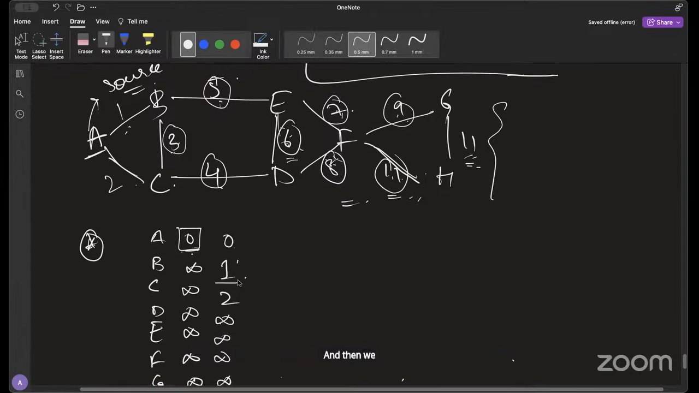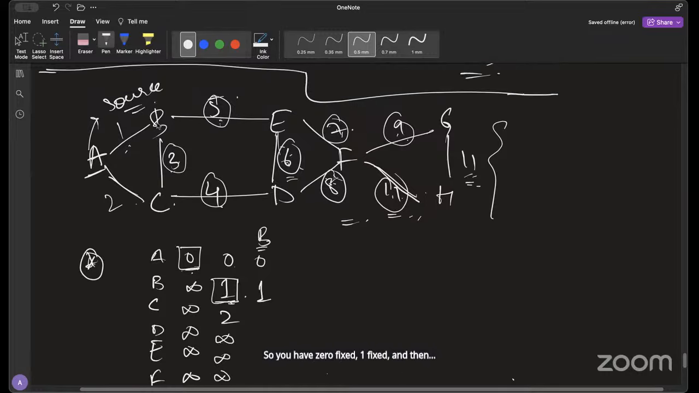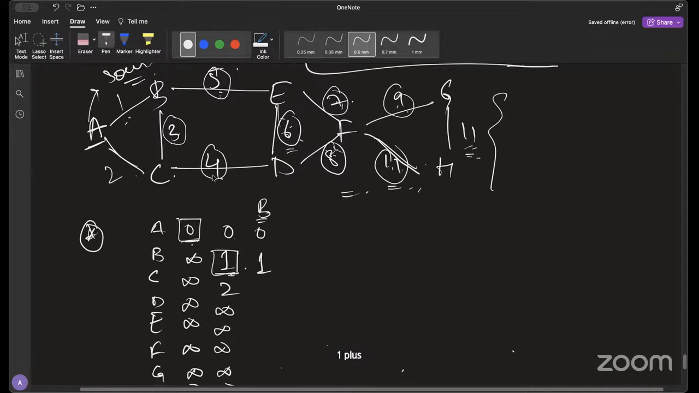And then we take the minimum of these, the directly connected ones to A. We take the minimum of these two, which is 1. And then we fix it. So B is now fixed. So you have 0 fixed, 1 fixed, and then from 1 you go to the other vertex. So this is 1 plus 5. So to E you'll have 6.